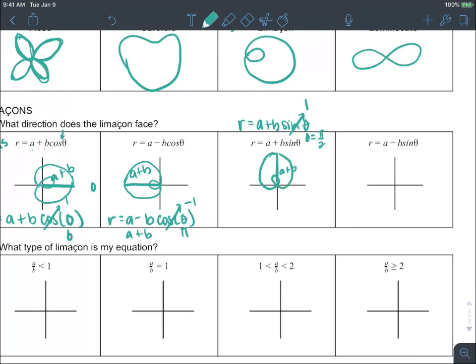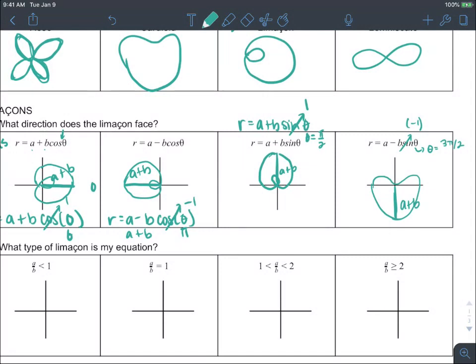Lastly, when I have a minus b sine theta, I'm going to look for when sine theta is equal to -1. So I want theta to equal 3 pi over 2. When theta is equal to 3 pi over 2, my longest point, a plus b, ends up at 3 pi over 2. Okay, and let's make this one a cardioid for fun.